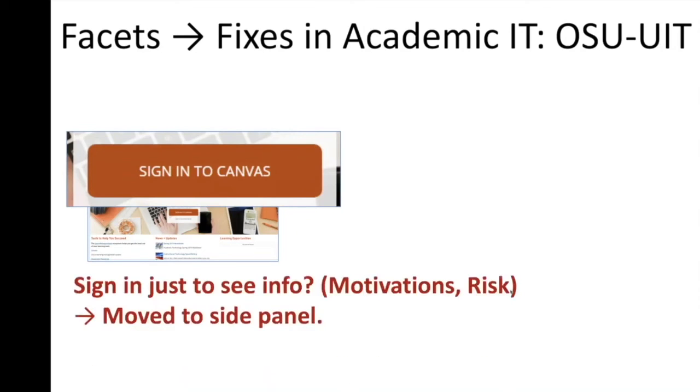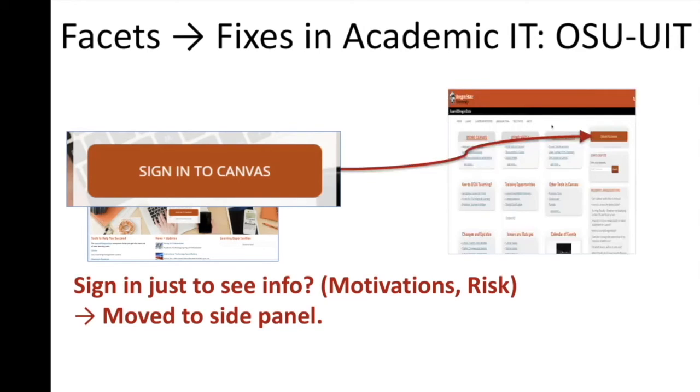Okay, so this is the risk facet. It also is the motivations facet. I'm just trying to get something done. So what they did is they moved that sign in to a side panel. They built a side panel that goes off to the side here. It's attached right here, and here's what it looks like. And so this is now over there. And in addition, there's all this information that you can get about Canvas before signing in.